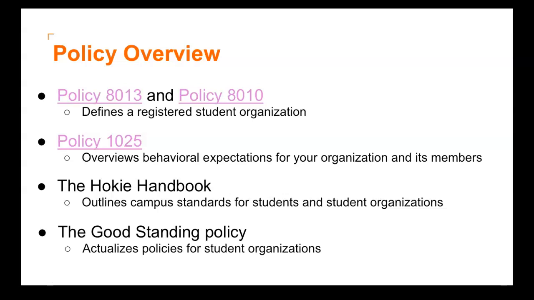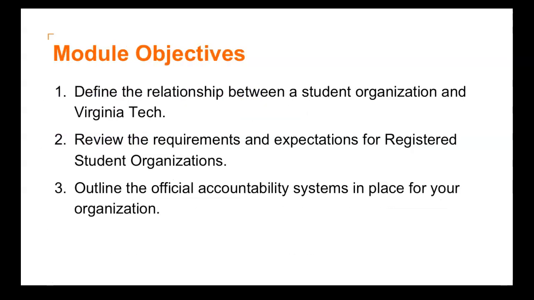Virginia Tech policies. By the end of the module, you will have: 1. Defined the relationship between your student organization and Virginia Tech. 2. Reviewed the requirements and expectations for registered student organizations. 3. Outlined the official accountability measurements in place for your organization.